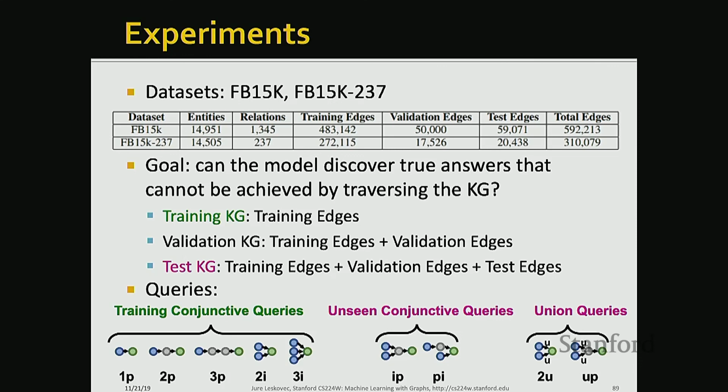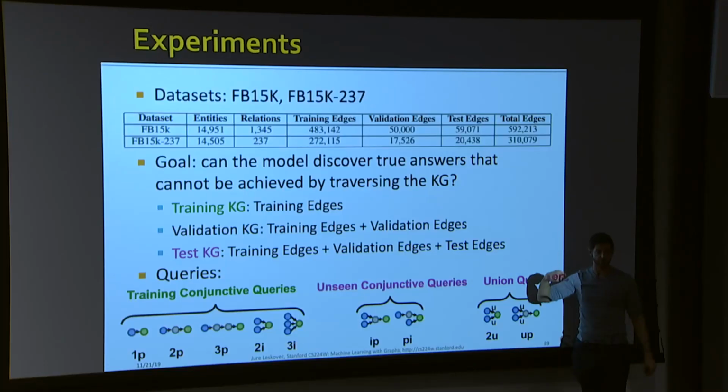Rather, they're running on a slightly incomplete version of this FB15K, and then they try to predict those queries that will use the validation or test edges, okay? So basically, they try to see, can this model find that there are certain valid answers with the edges that we dropped arbitrarily, okay?